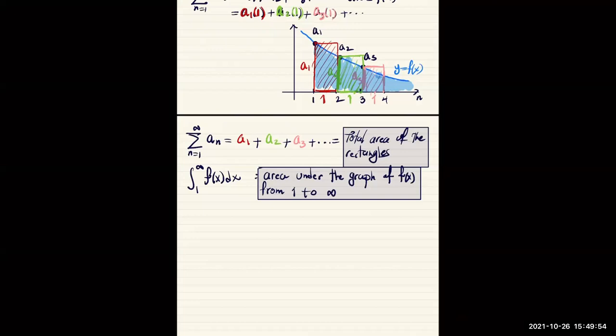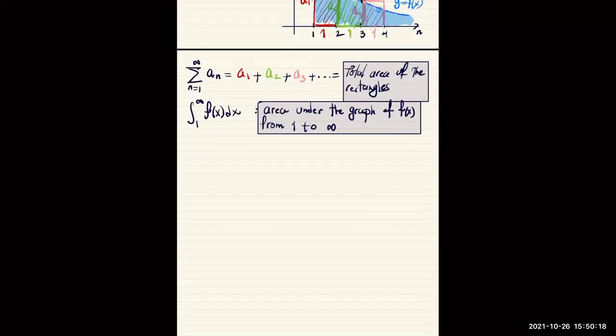And Alex is asking a great question: can we use this on any series? Unfortunately, no, we can't. Let me write the integral test, and we'll see when we can use it. So this is the theorem, the integral test theorem.